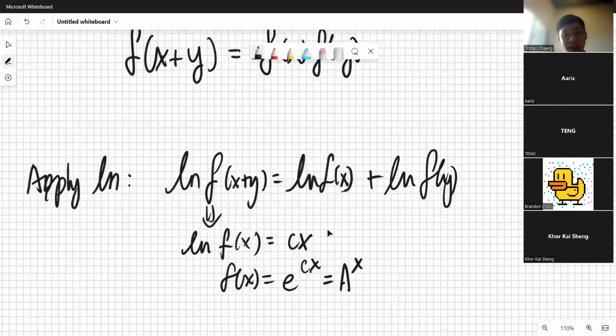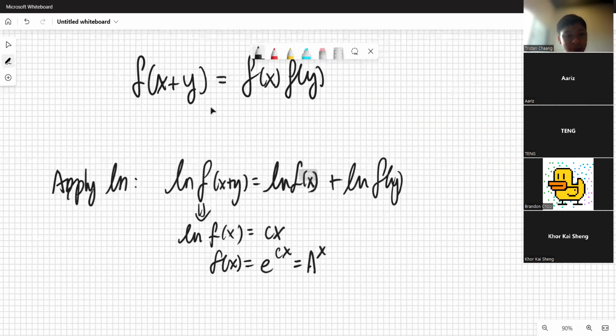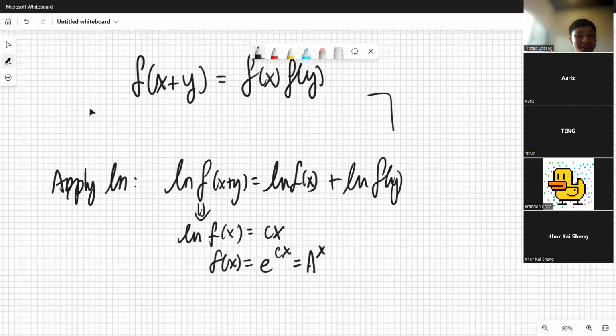But does anyone have any idea what I'm going to add in between this space? What must we check to apply ln? In what cases can we apply ln? In what cases can we not apply ln?